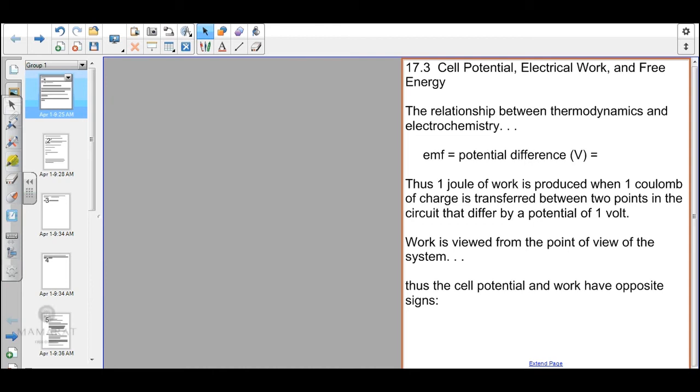Alrighty, here is a quick little video for section 3 in chapter 17. In this video, we're going to talk about cell potential, electrical work, and free energy. I will attempt to keep this as short as possible. However, the last problem on the fourth slide is pretty lengthy, so don't be surprised if we spend a lot of time on that slide itself. So let's get started here.